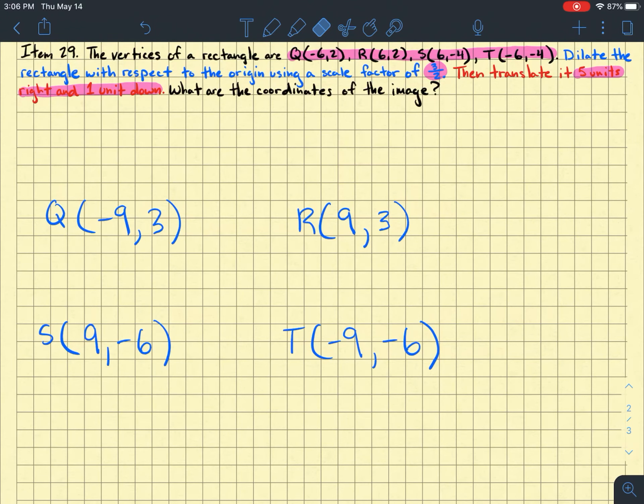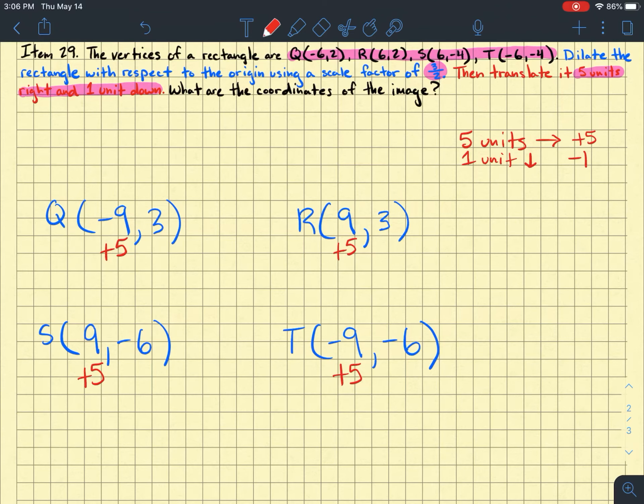Okay, and now we're going to have to do a translation. And the translation says it is 5 units to the right. So that means we're going to add 5 to the x and 1 unit down. So that means we're going to subtract 1 from the y. So let's go ahead and I'm going to write these underneath. So for each x, I'm going to add 5. So let's go ahead and take care of the x's first.